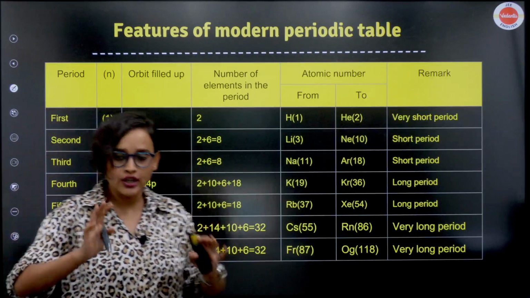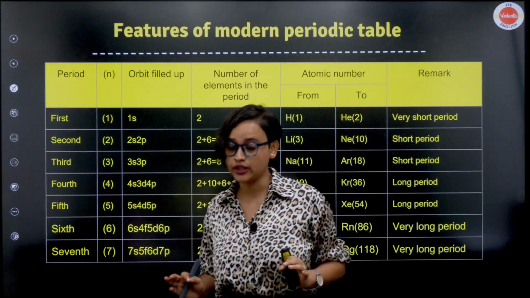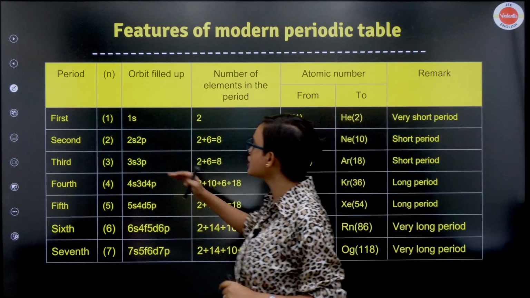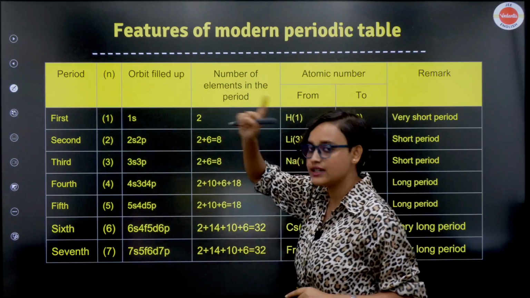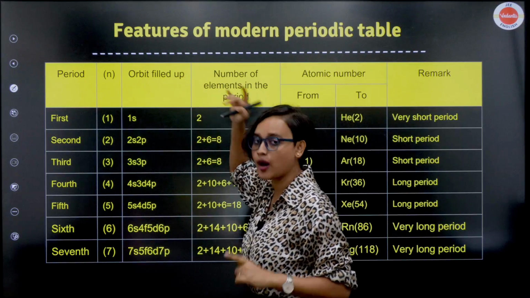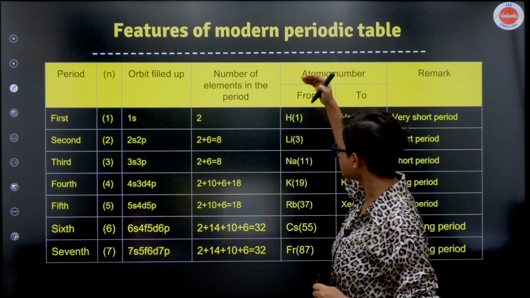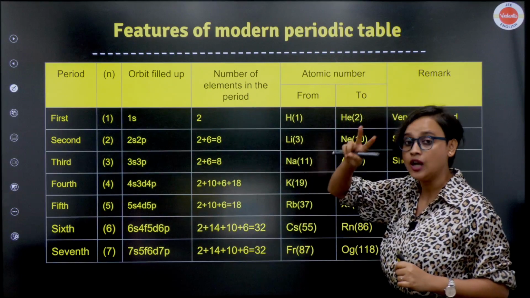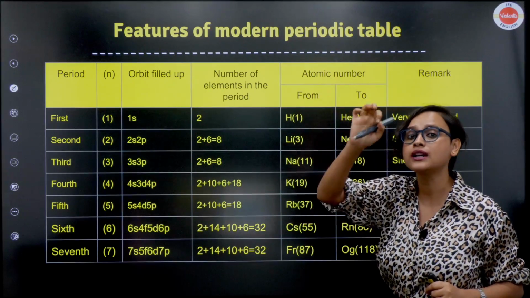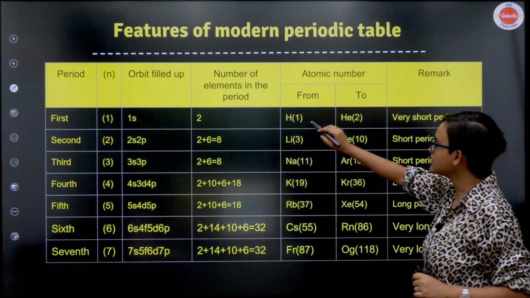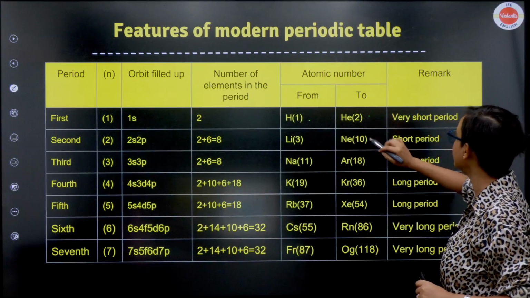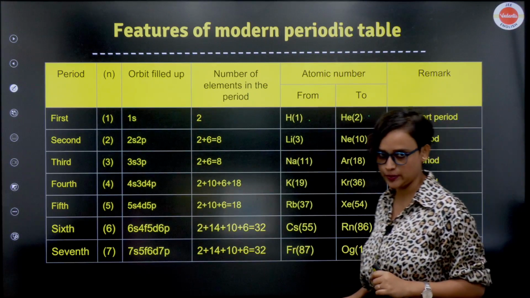Great. So now, if you want to know the features of the modern periodic table, just take a look at it. The first period is n equal to 1. Orbitals that are filled up in the first period is 1s. The number of elements in the period is only 2. Hydrogen and helium are the only 2 elements. Atomic number starts from hydrogen and ends at helium. This is a very short period.